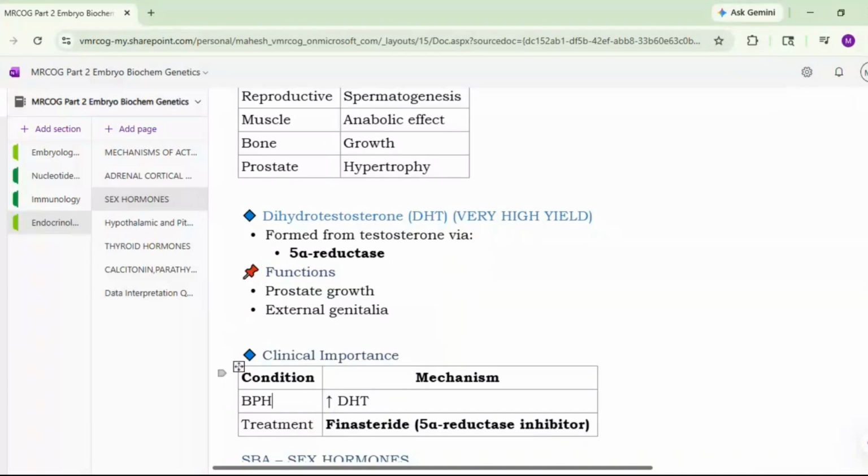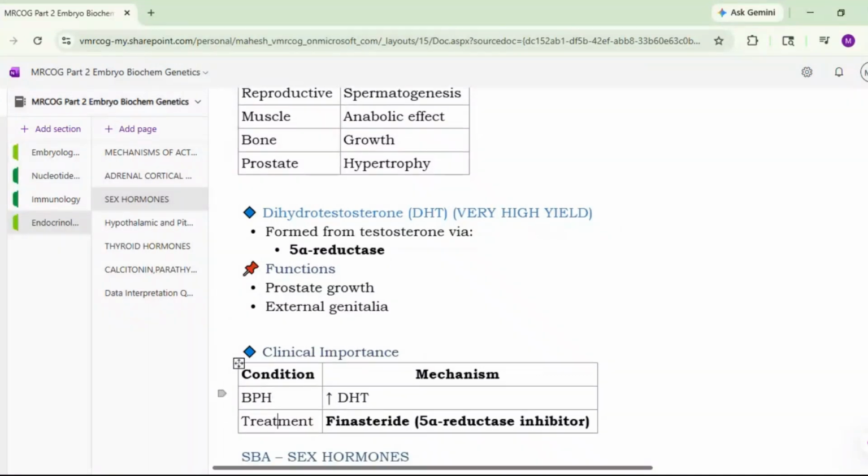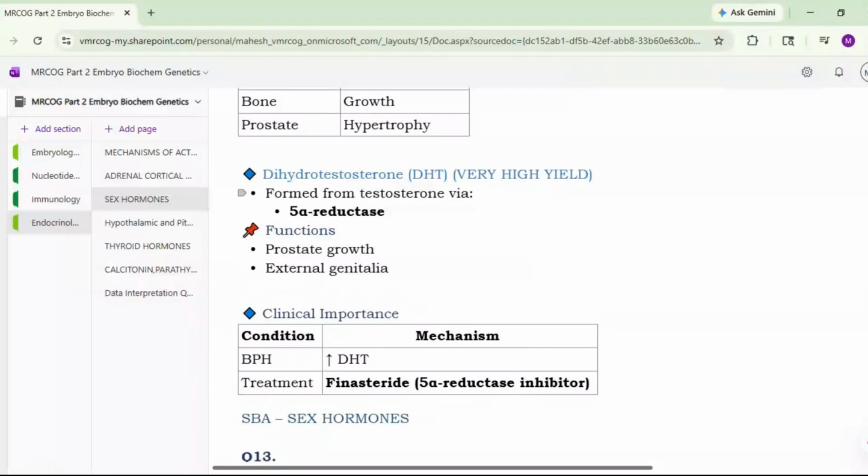Okay, so when there is benign prostatic hyperplasia, there is an increase in levels of DHT. So this increased DHT you can treat by a 5-alpha reductase inhibitor. The treatment is finasteride. So in BPH you use finasteride, which is a 5-alpha reductase inhibitor. So that will reduce the conversion of testosterone to dihydrotestosterone. Okay, so that is what is about the sex hormones.